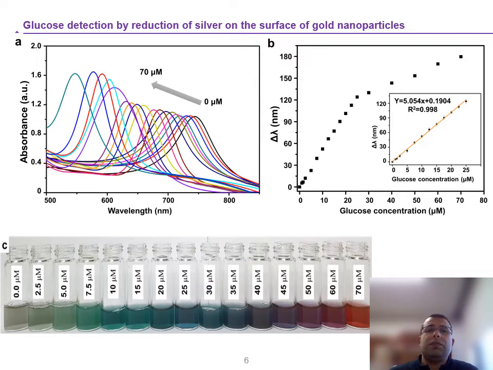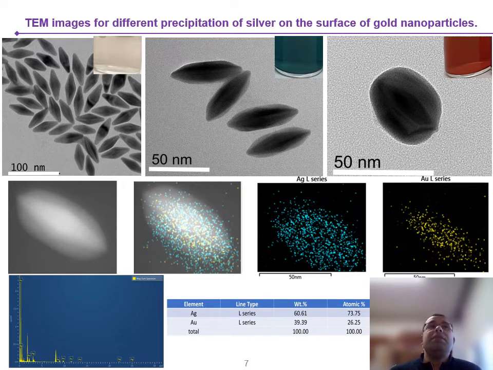glucose. These are TEM images for different precipitation of silver on the surface of the gold nanoparticle. In the first image, we found gold nanopyramid only without any silver shell, so the color is brownish red. And we found a thickness of silver around the gold nanopyramid, so it gives us green, and with increasing this shell more and more, it will give us red.